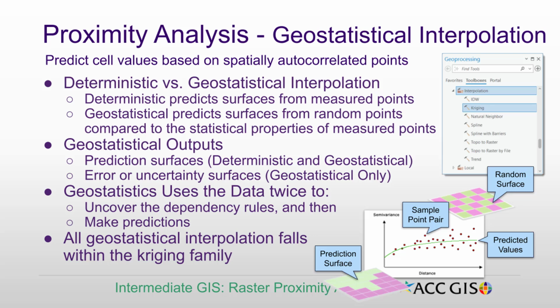If you look at the example on the right, I have a semi-variogram, which basically maps the distance against the difference in value for each unique pair of points. So for example, on the far left-hand side of the variogram, those points are both in close proximity and close in value. And when you get all the way out to the far right-hand side of that diagram, the points are no longer close in distance or close in value. Now, all geostatistical interpolation falls within the Kriging family. So in ArcGIS Pro, when you look at the interpolation tool set, you'll find that you have your deterministic interpolators, but there also is Kriging, which is a geostatistical interpolator.